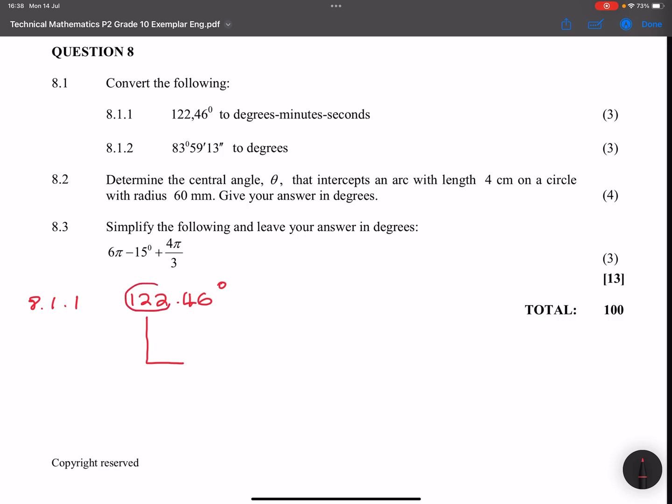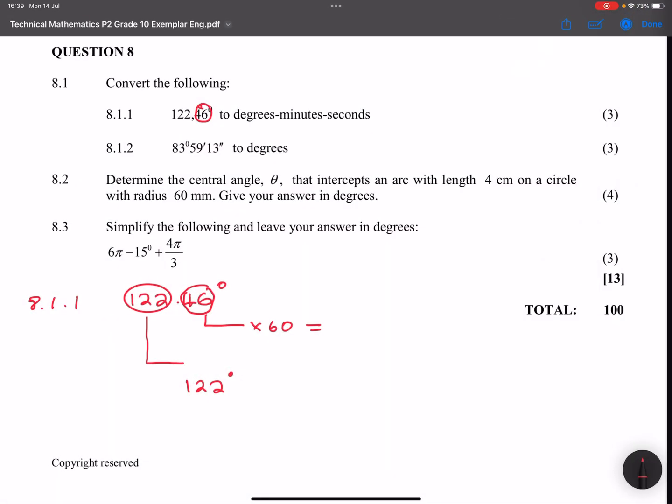The first portion before the decimal always becomes our degrees. So we've got 122 degrees. Then for the minute part, the first decimal after the comma, in this case, that's 0.46. So we take 0.46 and multiply it by 60. Please just stay with me.